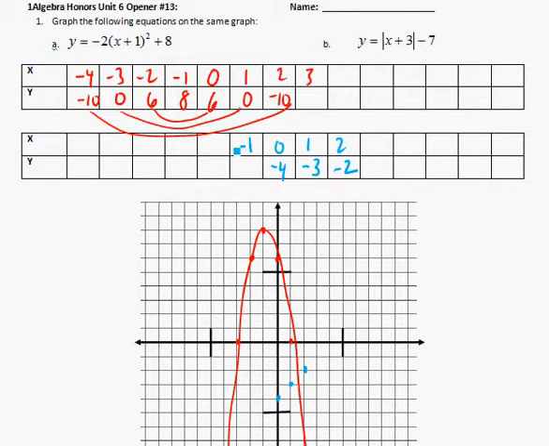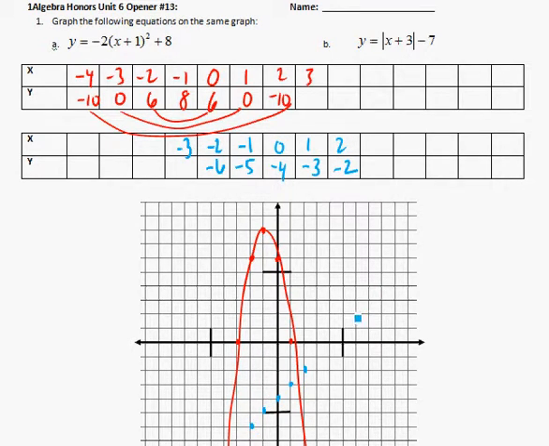Let's put in some negative values to see if that stays true. So, if I plug in negative 1 for x, negative 1 plus 3 is 2. The absolute value of 2 is 2, and 2 minus 7 is negative 5, which is here. If I plug in negative 2, negative 2 plus 3 is 1. The absolute value of 1 is 1, and 1 minus 7 is negative 6.